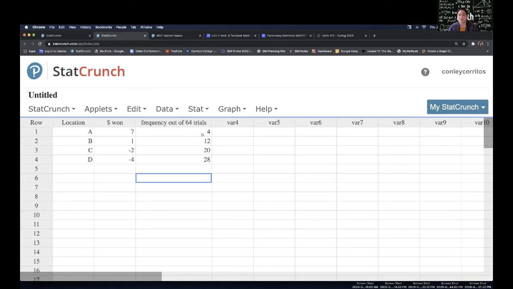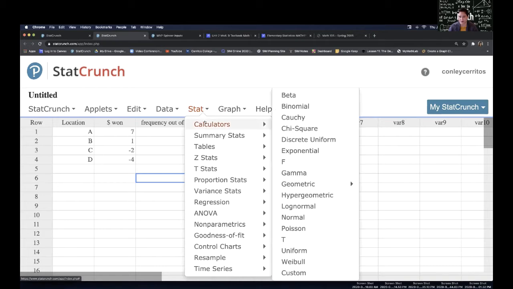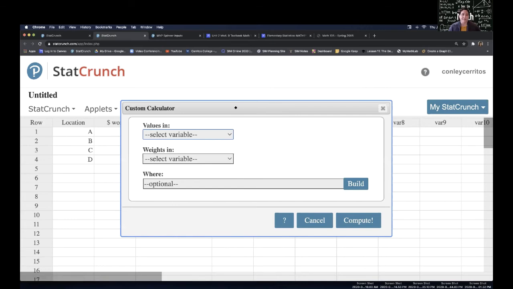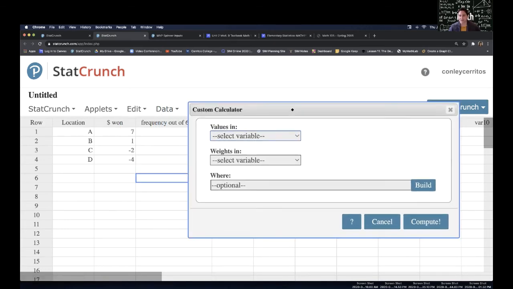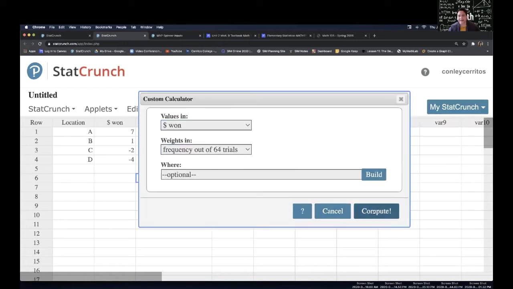But what's really cool is if you go to the stat calculator like we were working on the other day, if I go all the way down to custom here, you guys see that? And I put in my custom calculator. For discrete variables, you're going to have to use the custom calculator most of the time. So I'm interested in my money. And the weights are my frequency. This is how often I win 7. This is how often I win $1. This is how often I lose, and so on. So I'm going to put frequencies there. And it's pretty cool. You push compute and bada bing, bada boom.